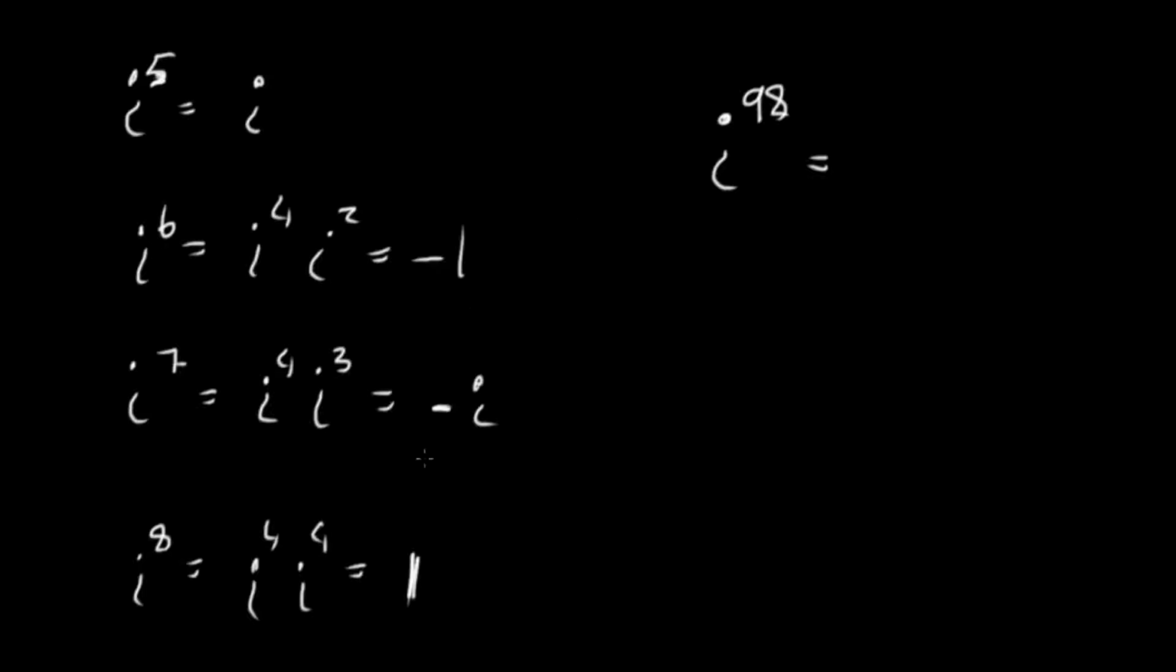All right, so I don't expect you to find out what i to the 9th is, and then 10, and then 11, and then 12, and 13, and so on and so forth, all the way up to 98. I want you to find this pattern. And if you notice, we can pull out as many i to the 4ths as we want, and it won't change our final answer, all right? Because i to the 4th is 1, and multiplying by 1 doesn't change anything. So how many 4s go into 98?